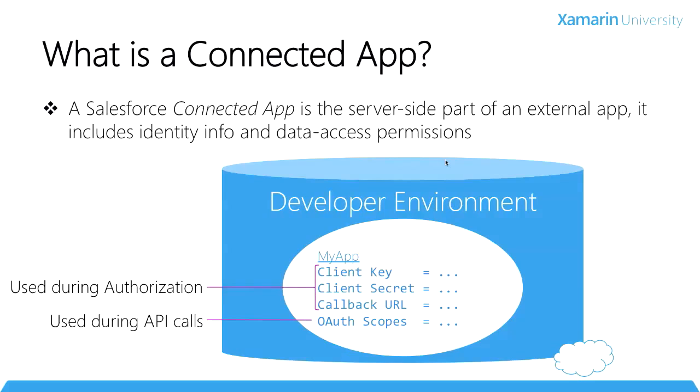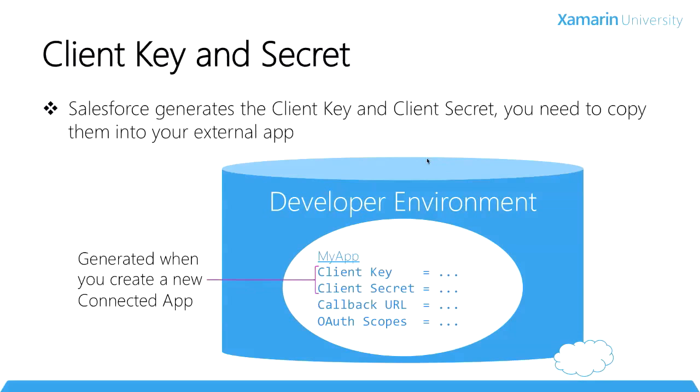We've talked about applications and we've talked about OAuth, but what is a connected application? You can think of an external app as having two parts, the client-side code that runs on the device and the server-side authorization information. Salesforce calls the server-side piece a connected app. When you create a connected app, Salesforce generates the client key and client secret. The key and secret are stored automatically inside the Salesforce authorization server, and you copy the key and secret into your external app and use them during the OAuth operations.